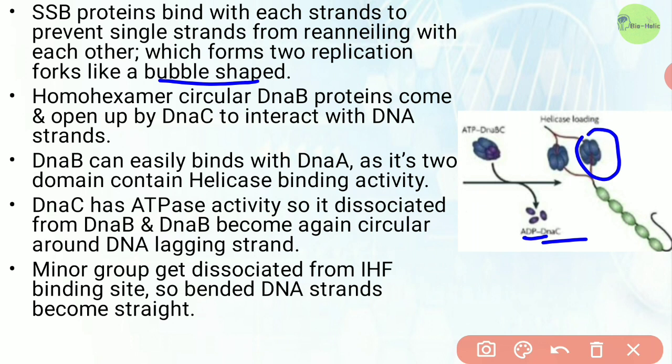Okay. So now DnaC also has ATPase activity. So it will get dissociated and DnaB becomes circular again around the DNA lagging strand. DnaB can only bind with the lagging strand. Okay. And the minor groove binding protein gets dissociated from the IHF binding site. So the bent DNA strands become straight. Clear?